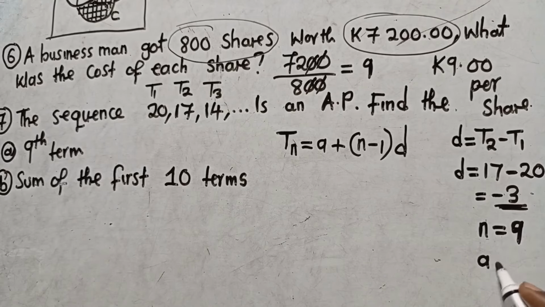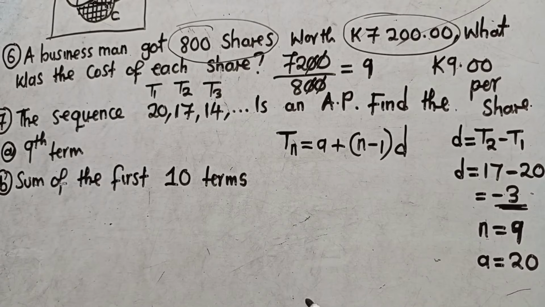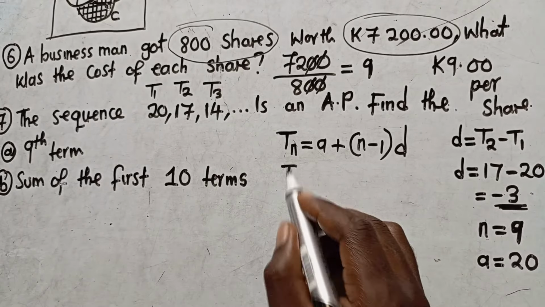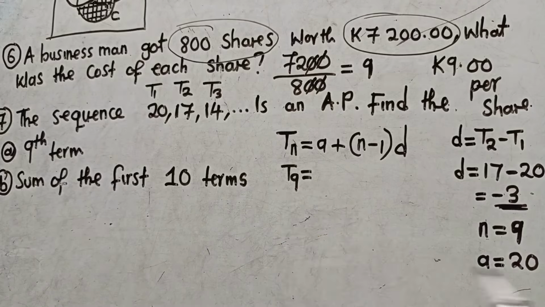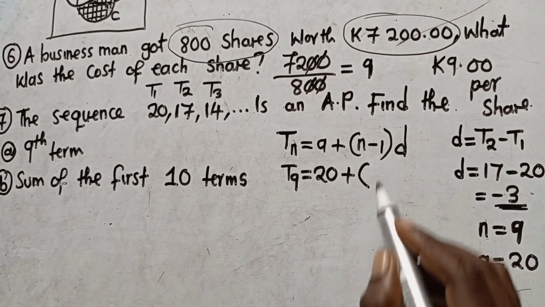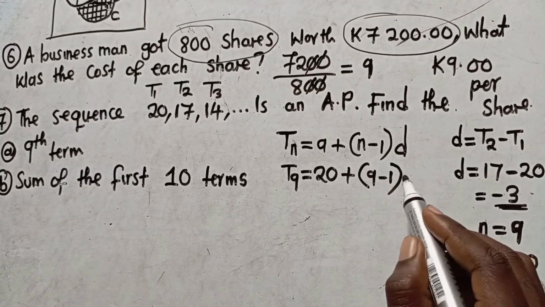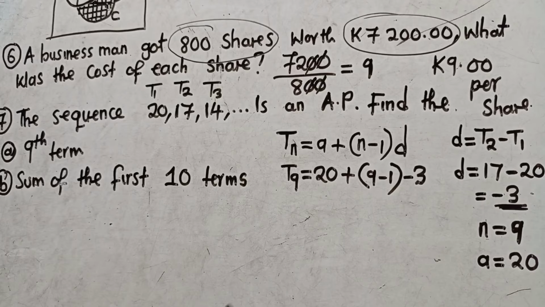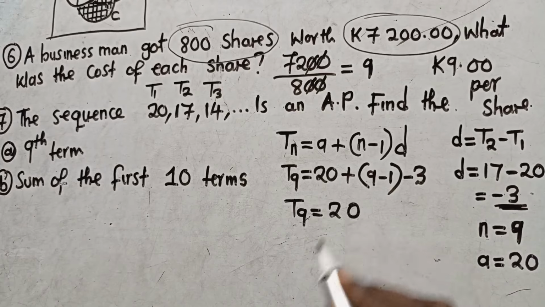Then we've got A. A is our first term. What is our first term? Our first term is 20. So I'm going to get this data, then substitute in this particular formula. What am I going to do? T9 is equal to the first term, 20, plus N minus 1, which is 9 minus 1, times the common difference, negative 3. So I say term number 9 is equal to 20, like this.